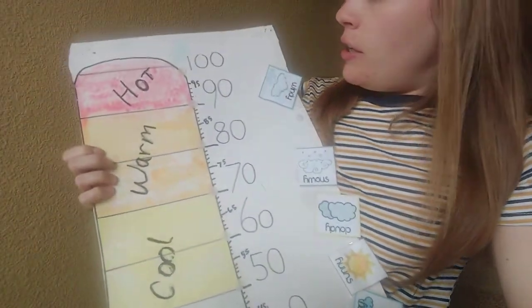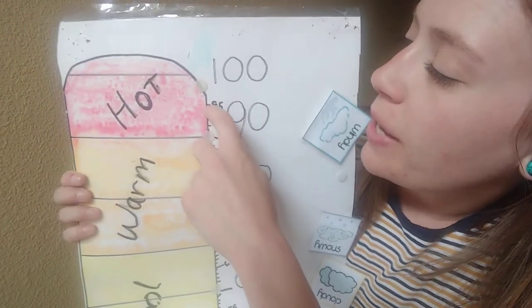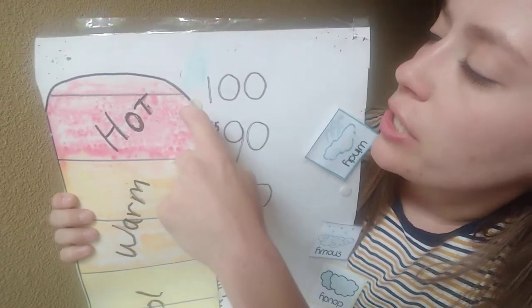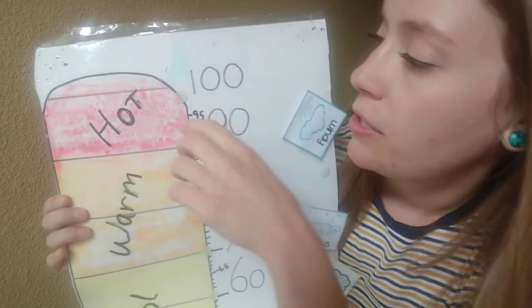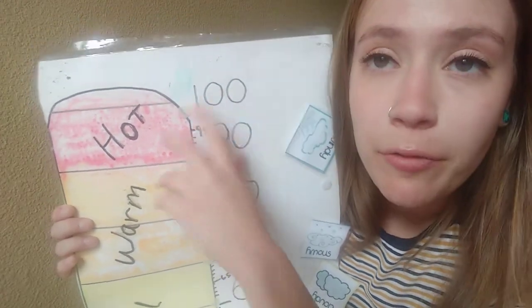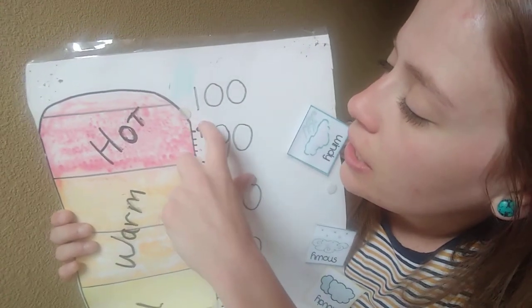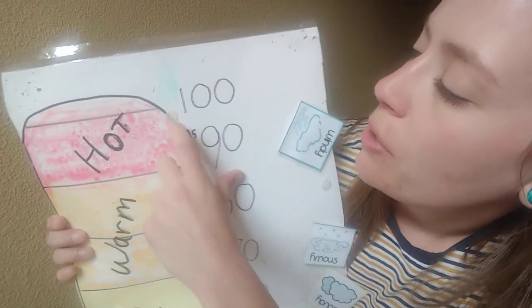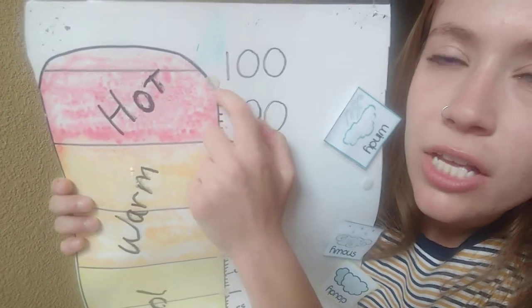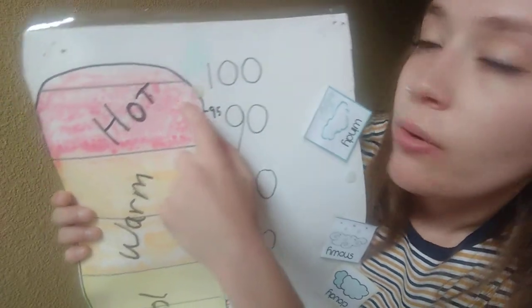And we can find 97 somewhat easily. So here's 95. And so after 95, there are no more increments marked. So I'm going to do my best to go up about 2 spaces, because 95 plus 2 is 97. So 96, 97. So about where the bottom of this little circle thing is where we are. So that is that hot temperature range.